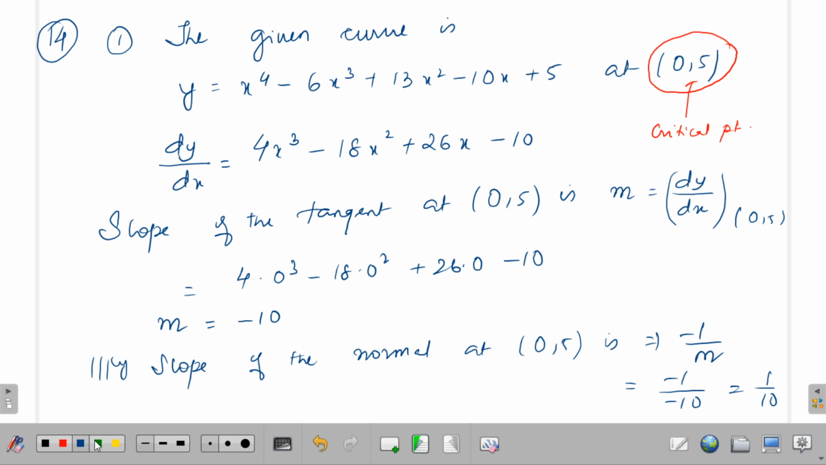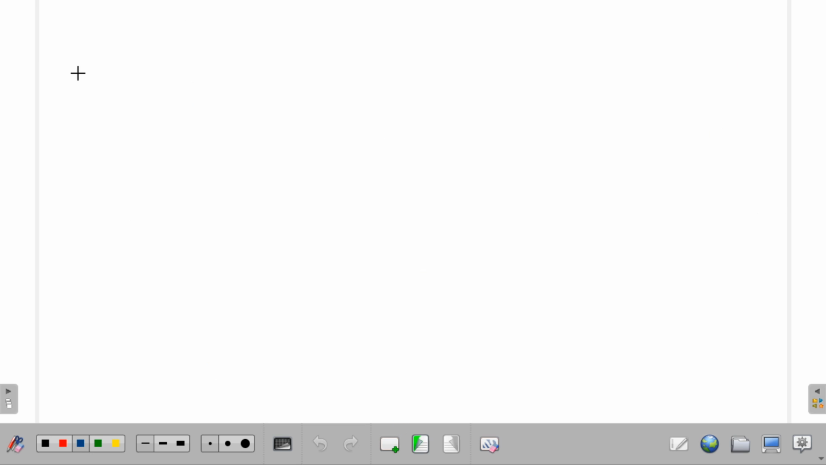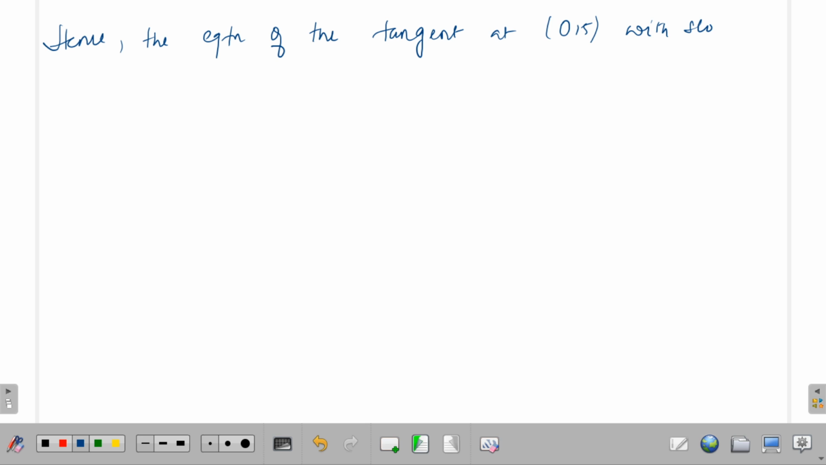Okay, and one more thing, keep focus on this one. Remember, I got minus 1 by m to be nothing more than 1 by 10. Why I'm saying so, you will know on your next page. So let me just try to do it for the next page. So I can say that hence the equation of the tangent at the point given to be 0 comma 5 with slope I got nothing more than your minus 10 is, first of all, write down the formula.